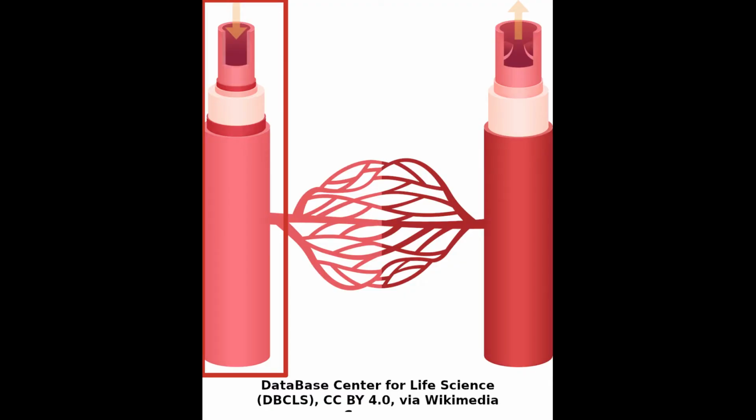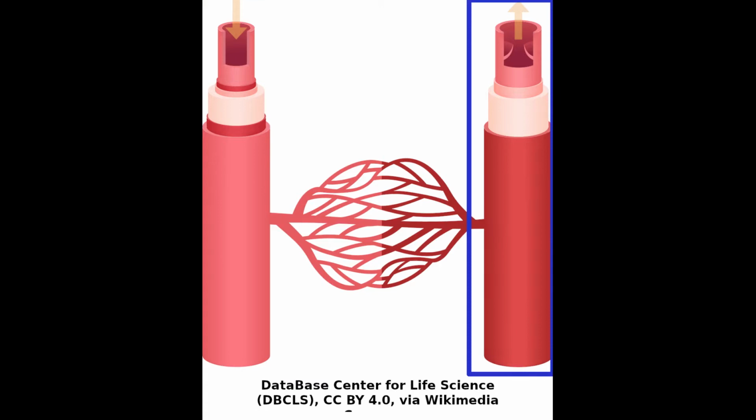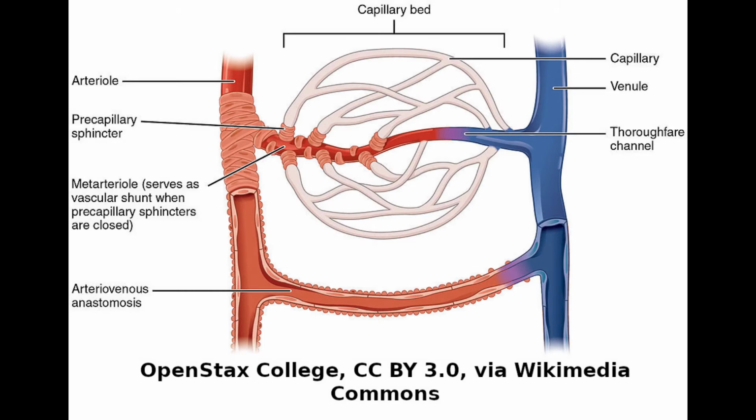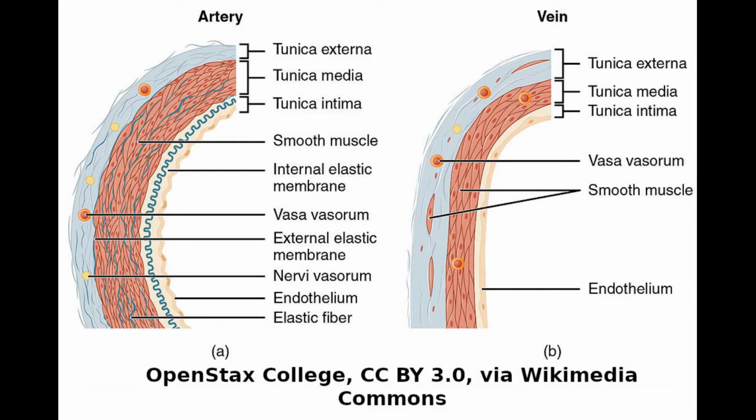Arteries carry blood away from the heart and veins return blood to the heart, with capillaries in the middle to supply the tissue in between. Small arteries and veins are called arterioles and venules respectively. All arteries and veins have three layers: the tunica intima, the tunica media and the tunica adventitia.